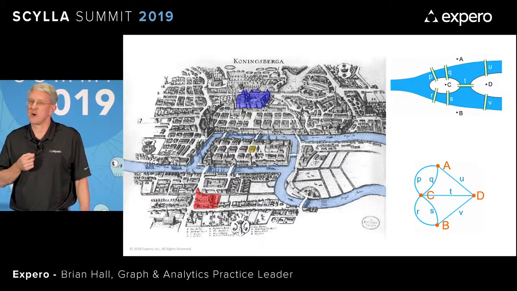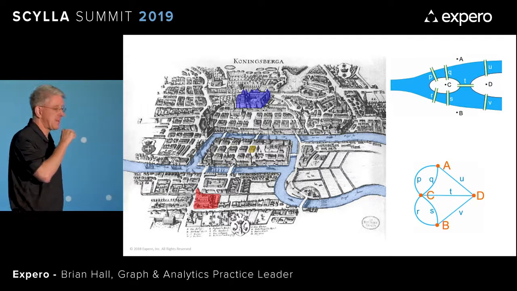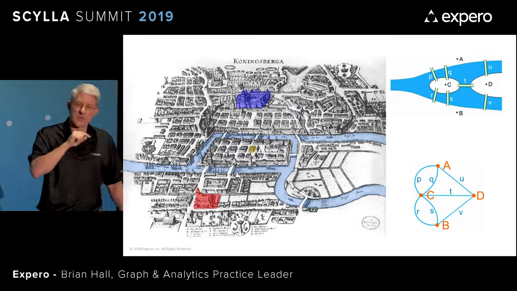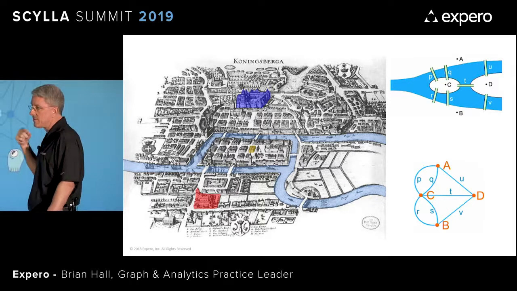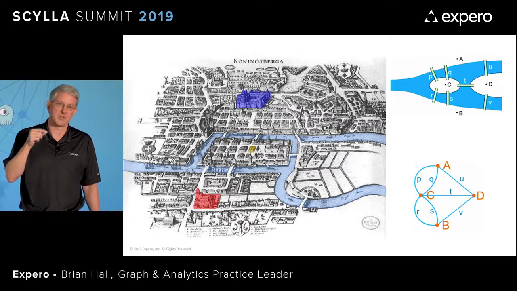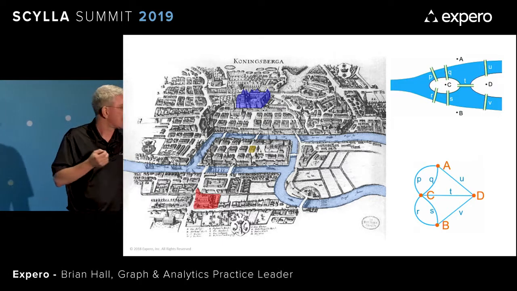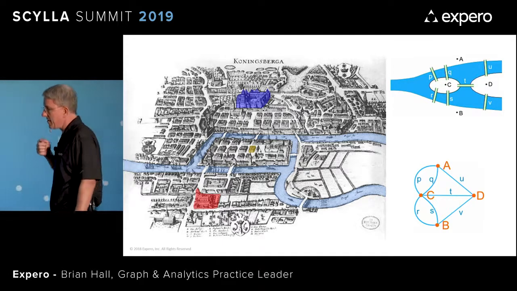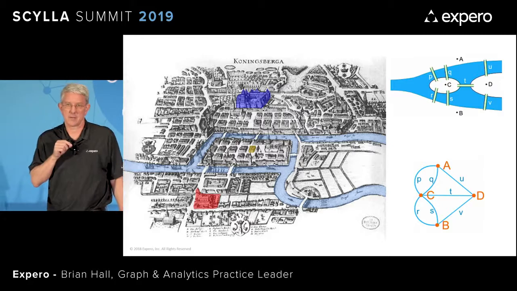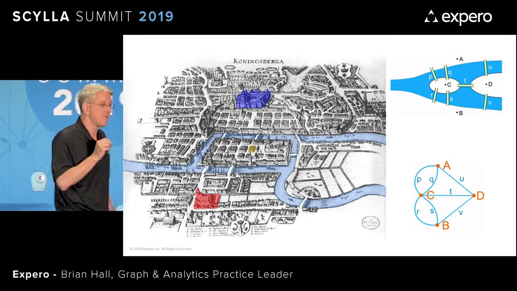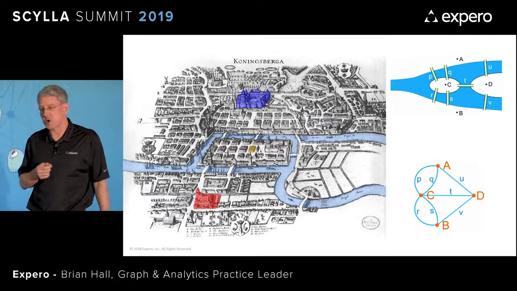And the question posed was, can I walk from each land mass over each bridge only once? Can I traverse all seven bridges without doubling back and cross each only once? He was able to prove that this was not possible, finding that of the number of edges coming out of any one of the vertices, only either 0 or 2 of them can be odd. So that's the first problem in graph theory.